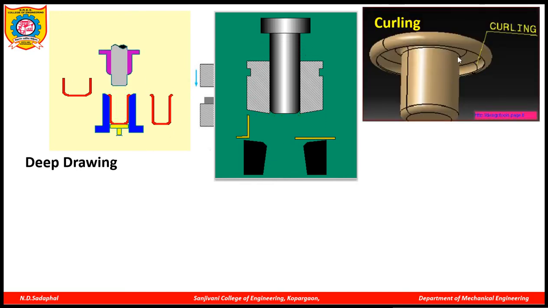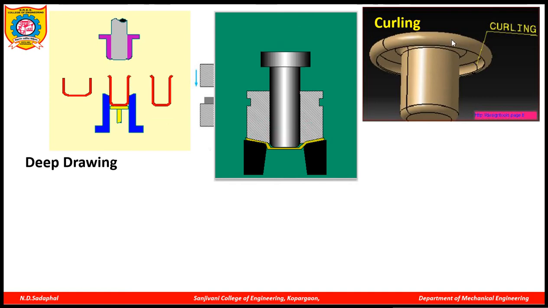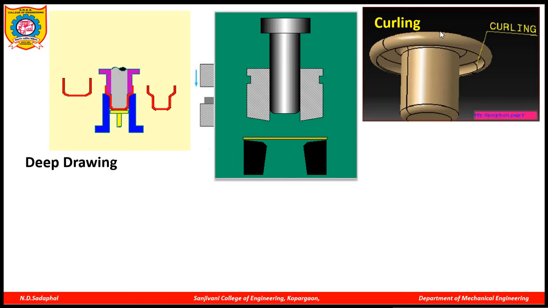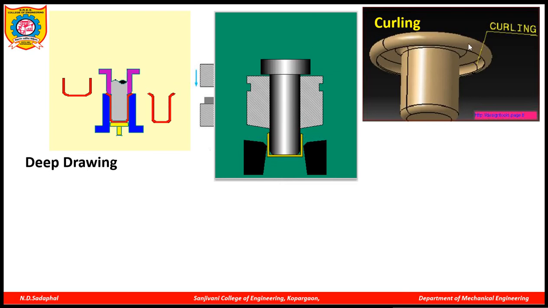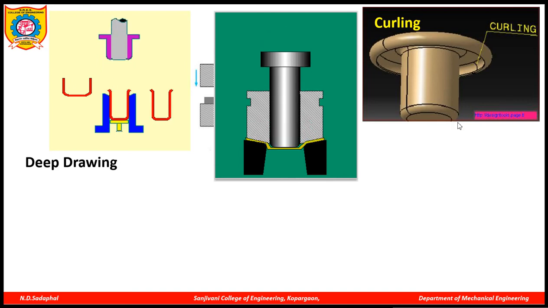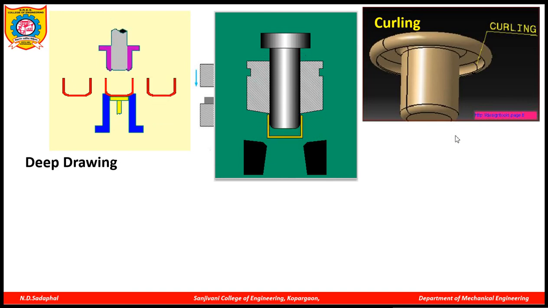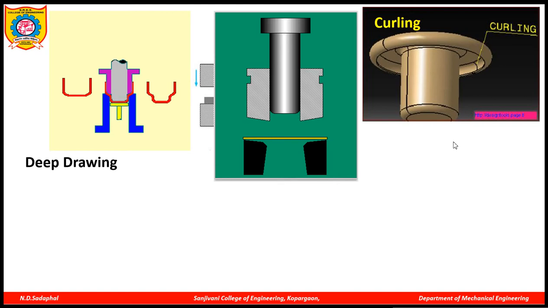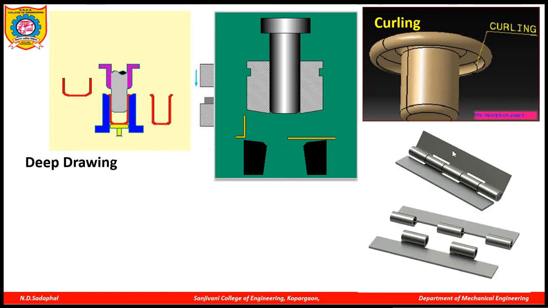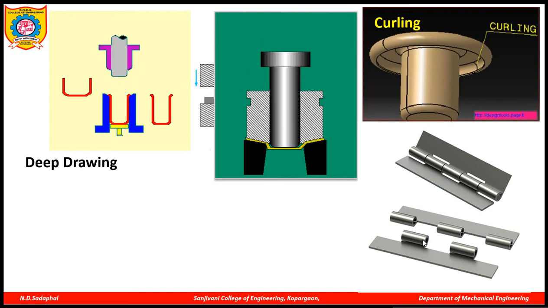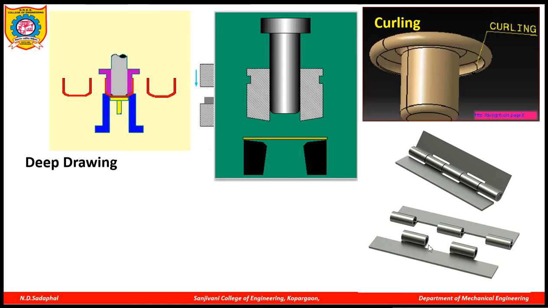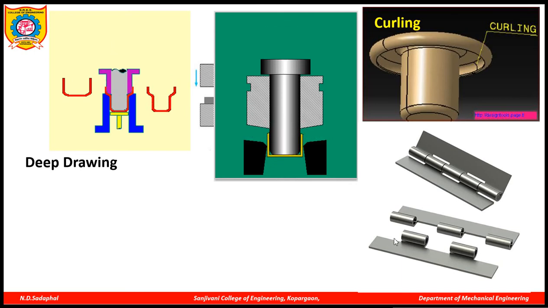Then the curling process. When the edges of a metal sheet are curved, then it is called a curling process. To avoid a sharp edge, curvature is given, so it is called the curling process. Steel pots are there in kitchens, and their edges are curved to avoid injury. You can see here also the hinge door, these hinges have a curved shape, so these are made by the curling process.